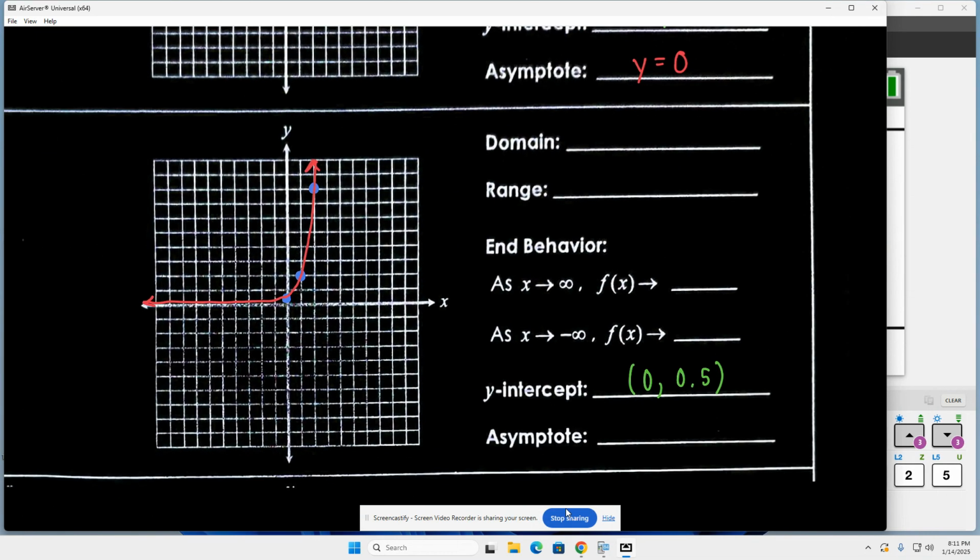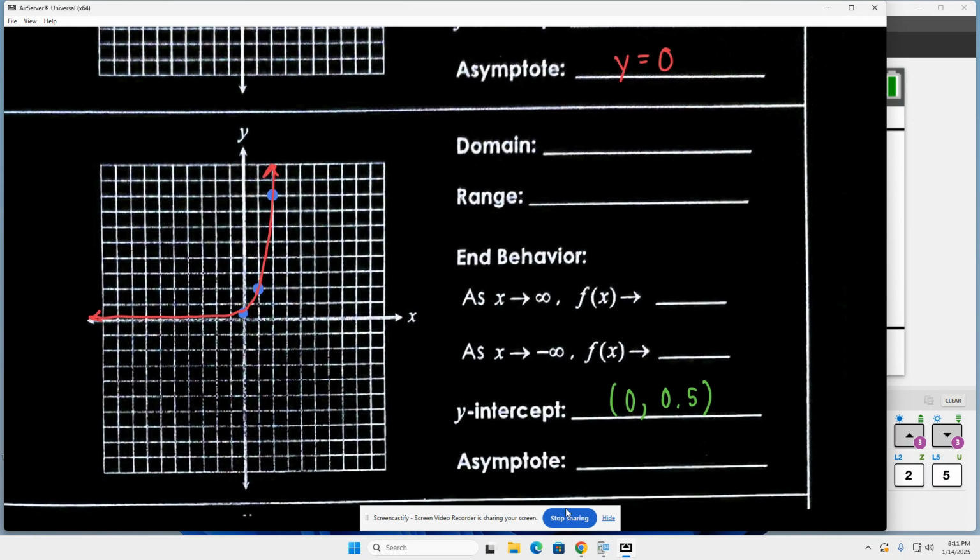Okay, so let's answer some quick questions and we'll call it a day. First of all, the asymptote we said doesn't move. It's y equals 0. Our domain. Well, it never stops going left. It never stops going up and to the right. So my domain is unlimited. Your range, again, just like the last one, it can't cross this asymptote of 0, but it can go up forever.